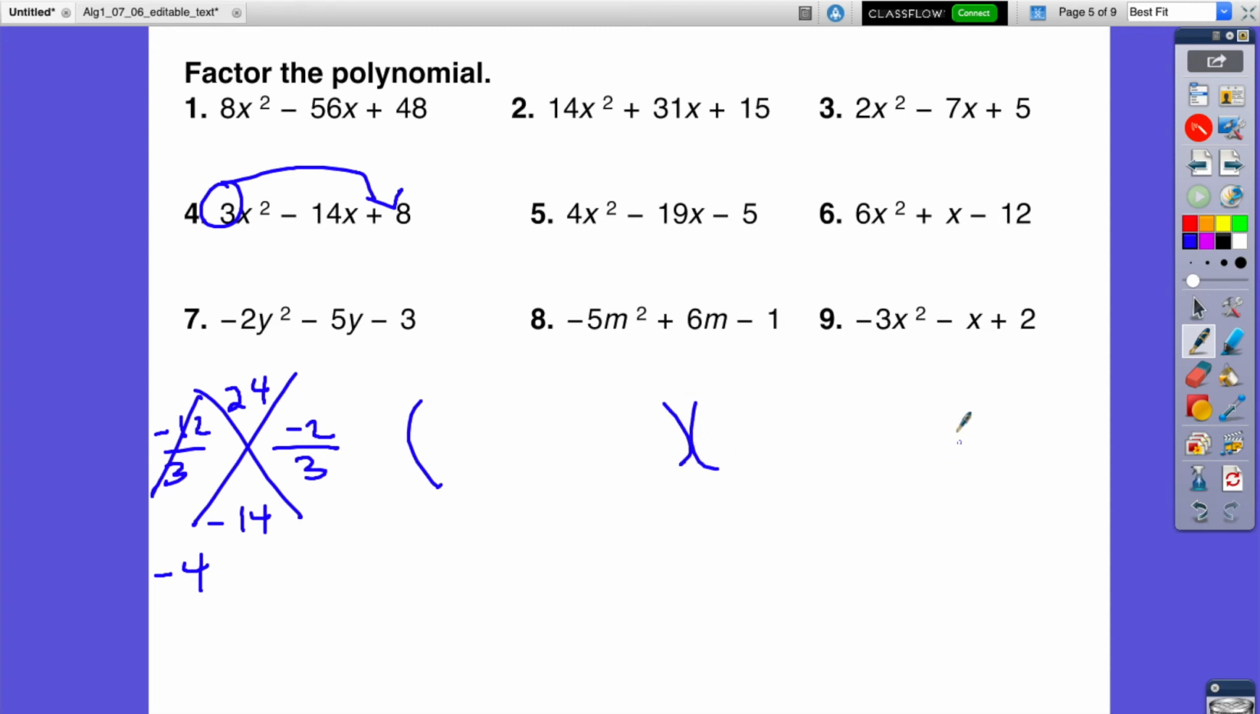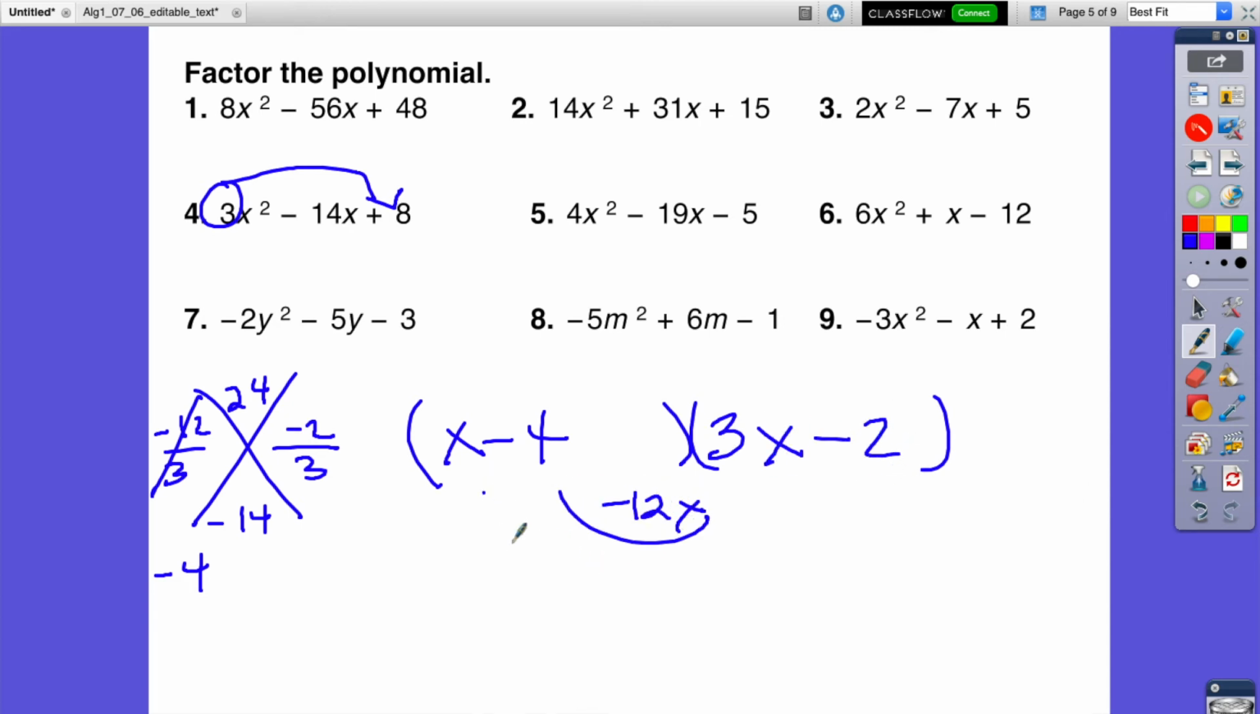So now I can do my 2 sets of parentheses. I'll do the first one here, which is going to be x minus 4. And for this next one, the 3 is going to be the leading coefficient in front. It's going to be 3x minus 2. And let's check. Negative 12x, negative 2x makes negative 14. Perfect. Let's move on to number 5.